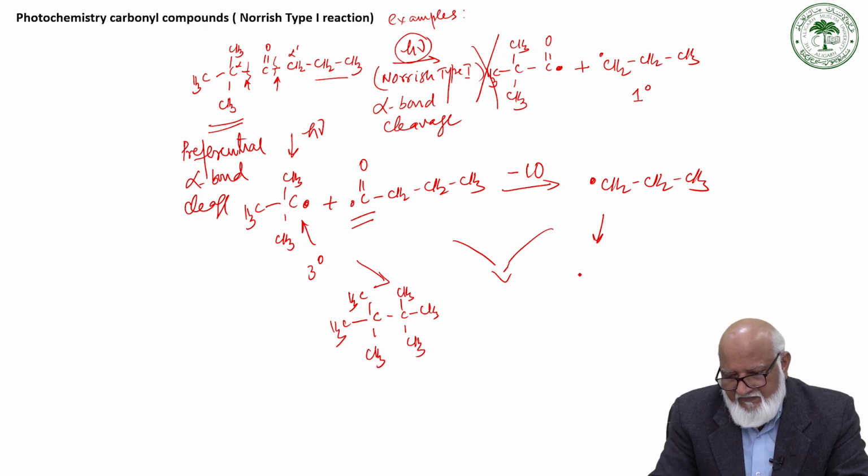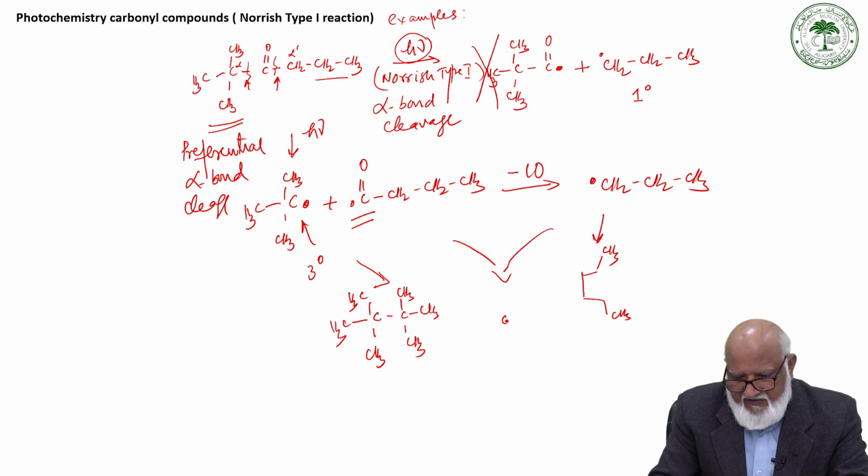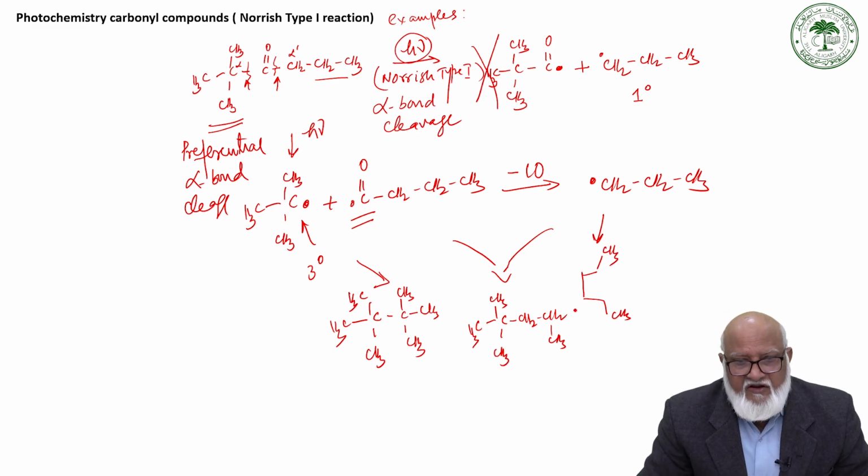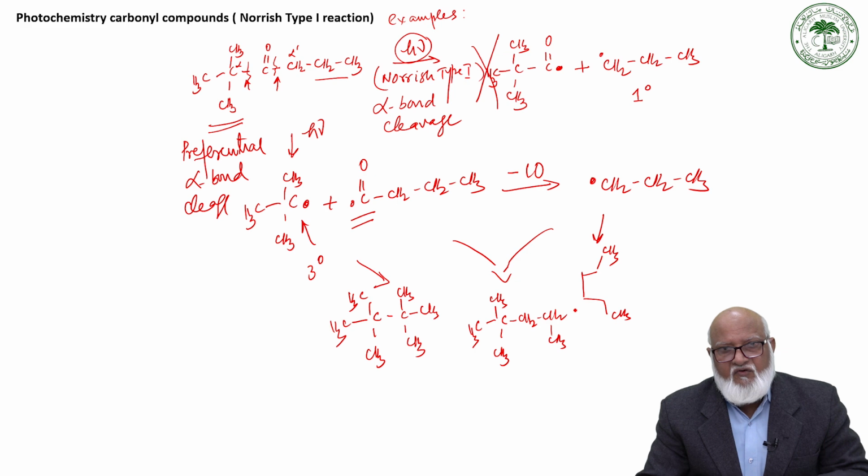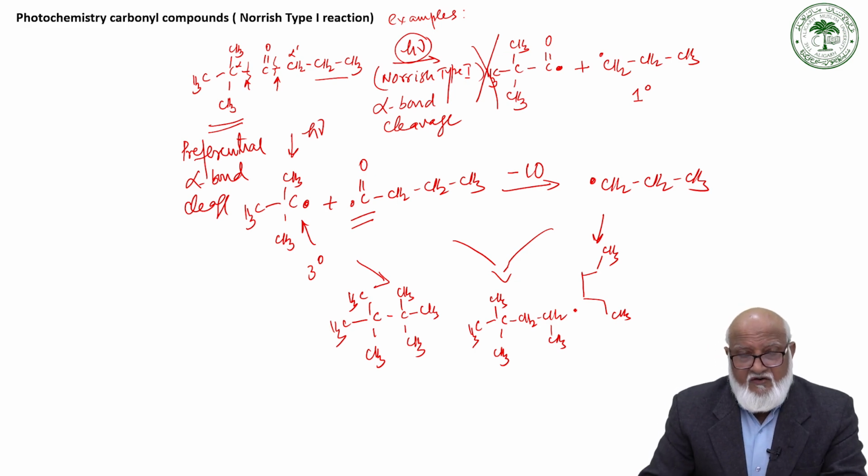If we dimerize this, we end up with the CH2, CH3, and then CH3, CH3. So these two CH2 from one, three carbon from another carbon. And then if we combine these two radicals, we end up with CH3, CH2, CH2 and CH3 and tertiary butyl group. So these are the products which are formed through the alpha bond cleavage of this.